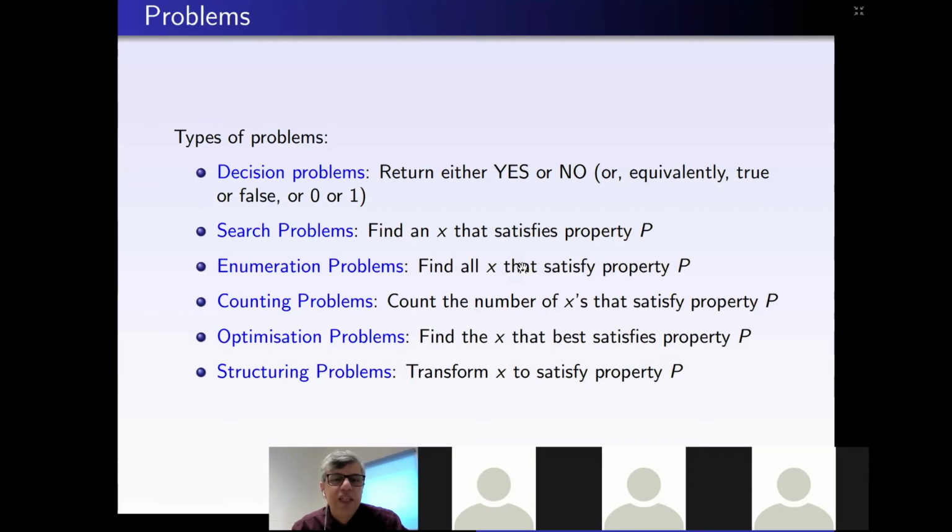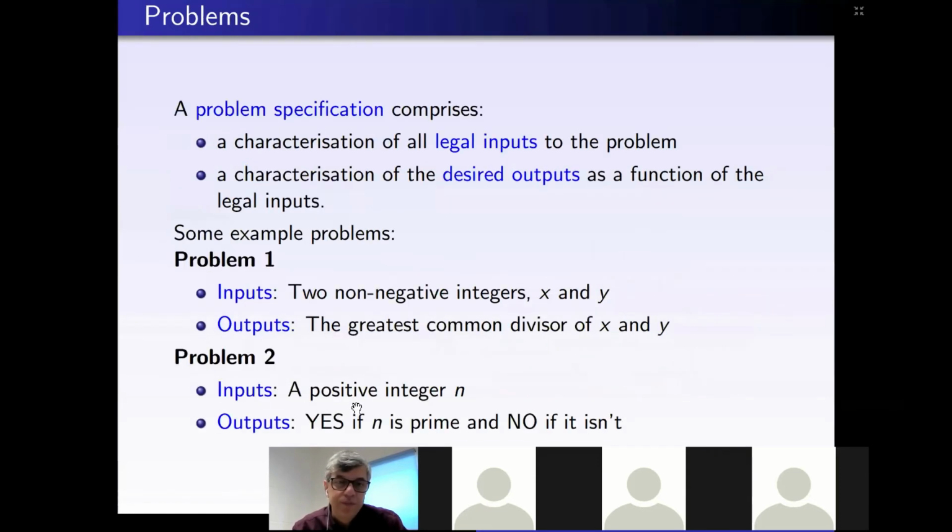Right? So here you find the solutions, but you are not interested in the number of solutions, whereas here you are interested in the number of solutions. Optimization problem: find the X that best satisfies the property. That's kind of different from the search, because you might find some solution which satisfies the property, but that's not the best. And a structuring problem: transform X to satisfy property P. How do we change X into something new to satisfy the problem? Again, in computing, you face a lot of problems which fall in these categories.